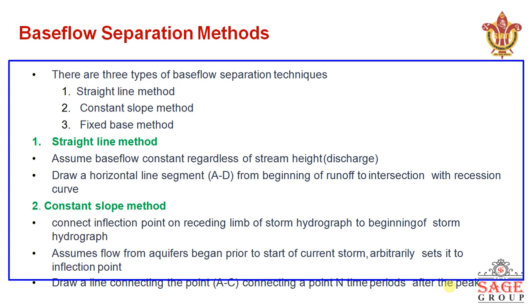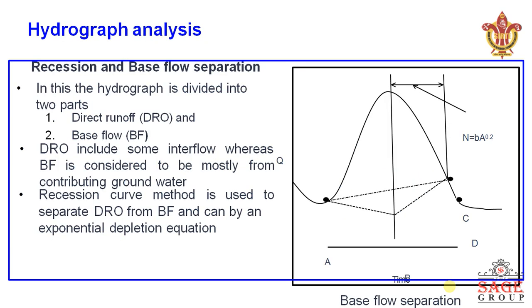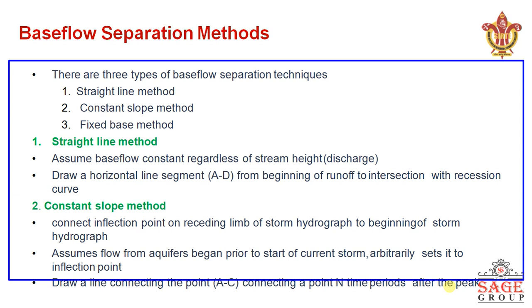Now, there are various methods to separate the base flow from the total runoff. First one is the straight line method, second one is the constant slope method, and the third one is the fixed base method. In the straight line method, assume base flow is constant regardless of stream height or discharge. Draw a horizontal line segment AD from beginning of runoff to intersection with recession curve. So we can see that AD is the straight line joining, and above line AD is the direct runoff and below line AD is the base flow.